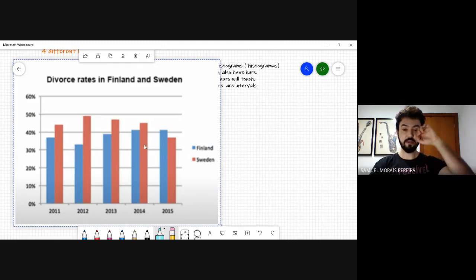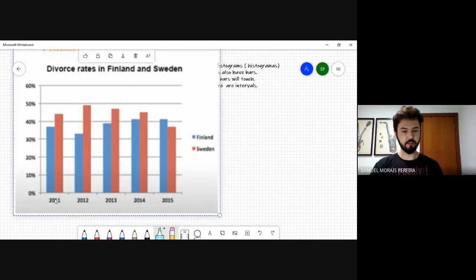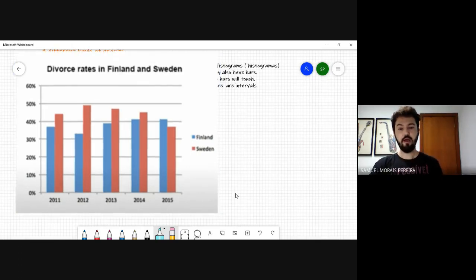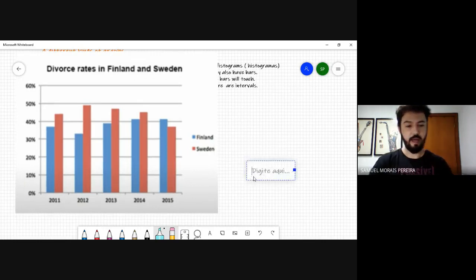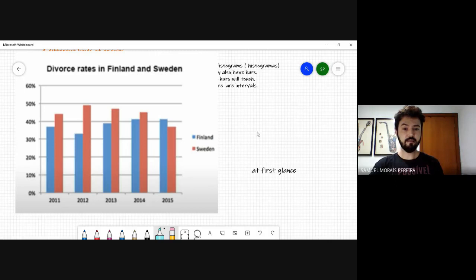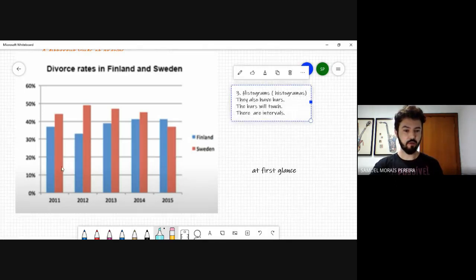So Finland is represented by the blue color, and Sweden is represented by the bar, the red bar here, okay? So can you see here, I have different years. I have 2011, 2012, 2013, 2014, 2015. Pay attention. At first glance, vou falar de novo, ó. At first glance, à primeira vista, you might think that this is a histogram, né? Porque tem barras coladas. Mas não, pay attention. This is not a histogram.